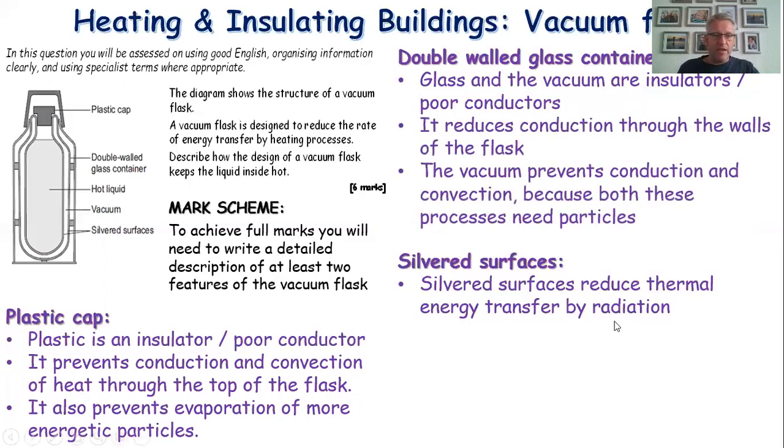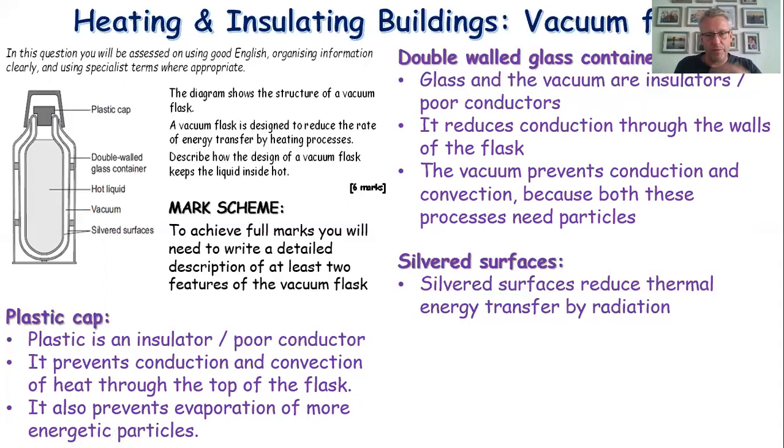How does the glass container and the vacuum work? Well, it reduces conduction through the walls of the flask, and the vacuum specifically prevents conduction and convection because both of these processes need particles. So here, to get the full marks for this description, we need to talk about particles and how conduction would apply or not in this case.